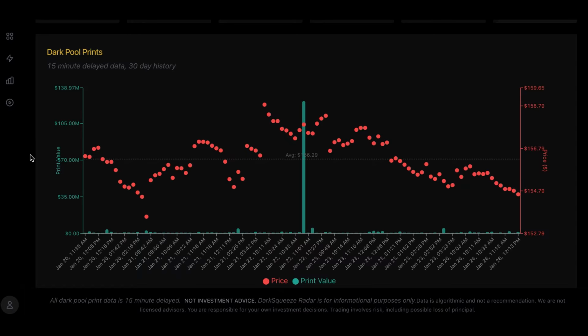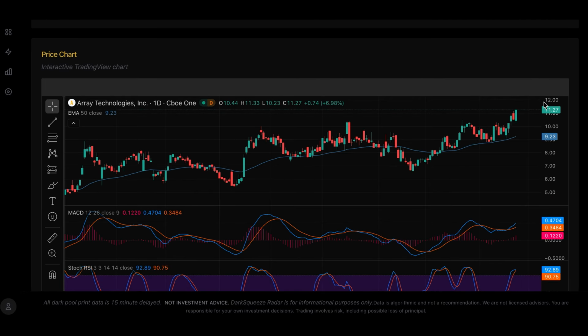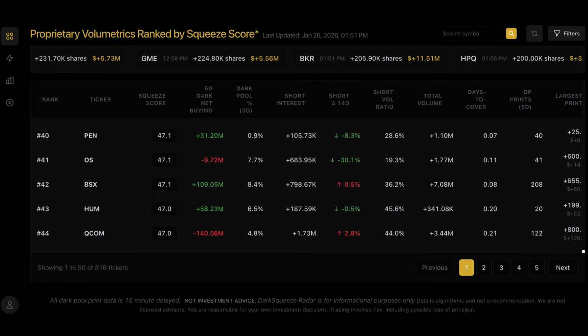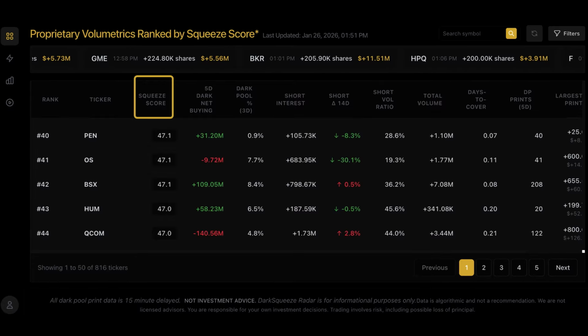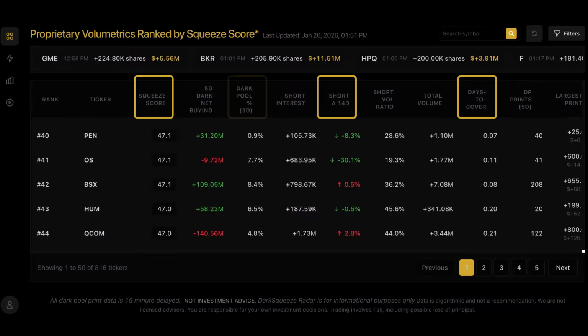The Print Pulse research page has three main features: the historical print overlay, the price chart, and the news and sentiment. As we mentioned, squeezes can be bullish or they can be bearish. If you're looking for bullish setups, you'll want to see a high squeeze score, decreasing short positioning, longer days for shorts to cover, and a high dark pool percentage.